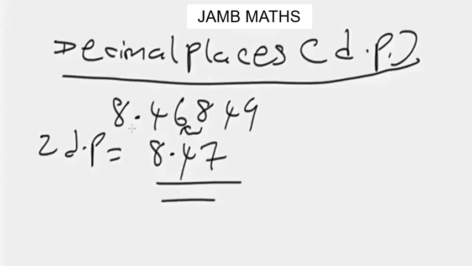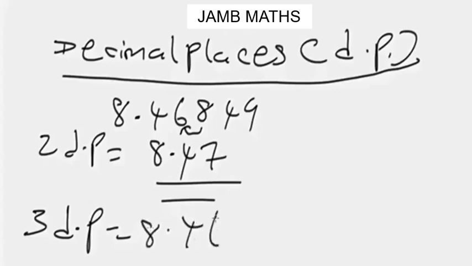Now what if we are asked to round off this number to 3 decimal places? How will you do it? It's going to be 8.46. This time, this 8 made it the third decimal value, and the 4 after this 8 is not up to 5. So you're not going to approximate it as 1. So this will still be 8.468. This will be the value.